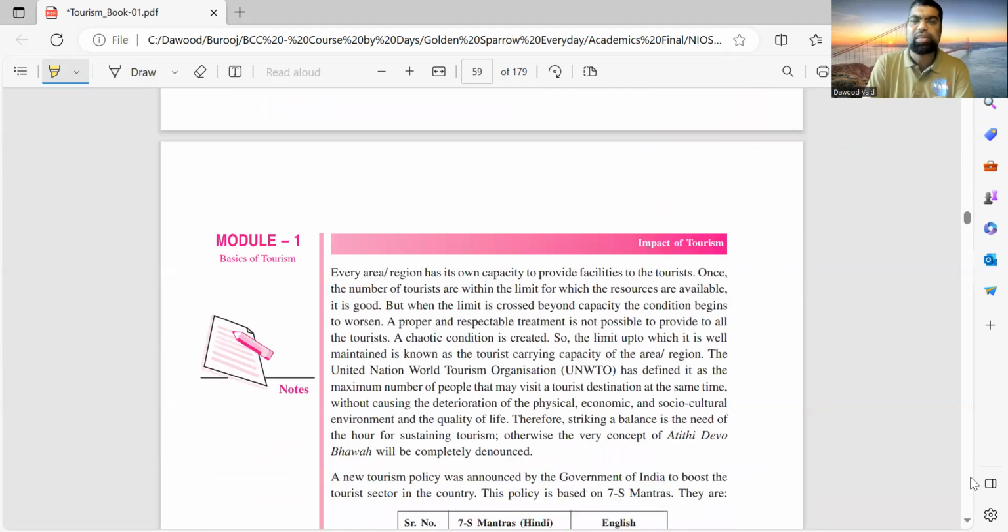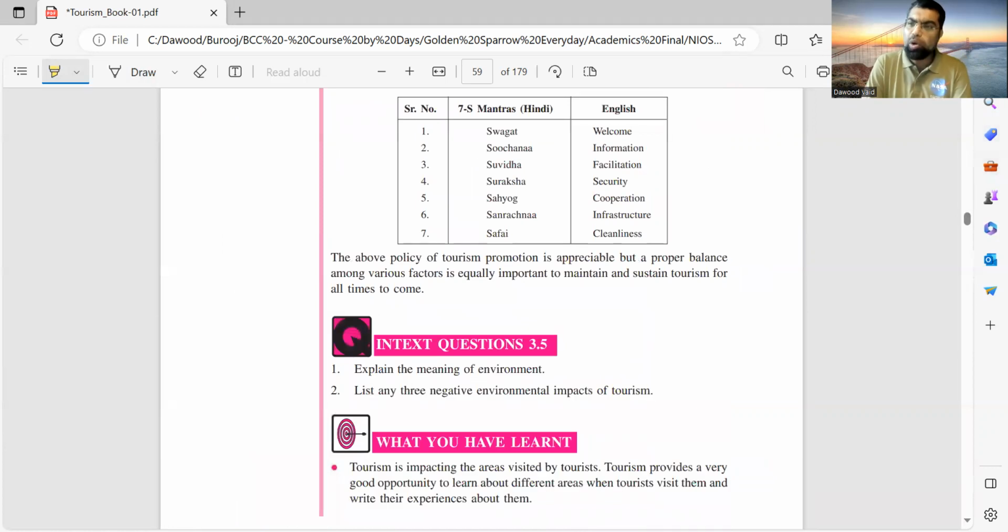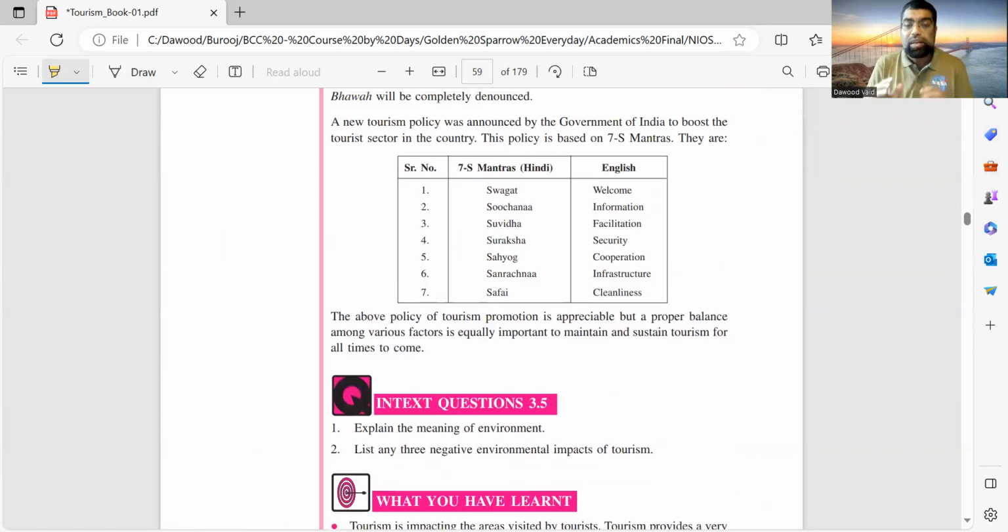Before I end the chapter, there is one page I really love, and I want to teach you this. It will help you. These are some common things: whatever happens, if you write these 7S mantras, you will always get extra points. Tourism is around these 7S. This is a policy the Government of India started, Atithi Devo Bhava, welcoming the guest, or Incredible India. What are the 7S? Remember that.